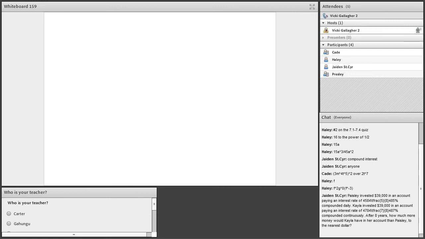Jaden, can you type in those percentages for me again? I can't see them. The formatting is weird from the copying and pasting.